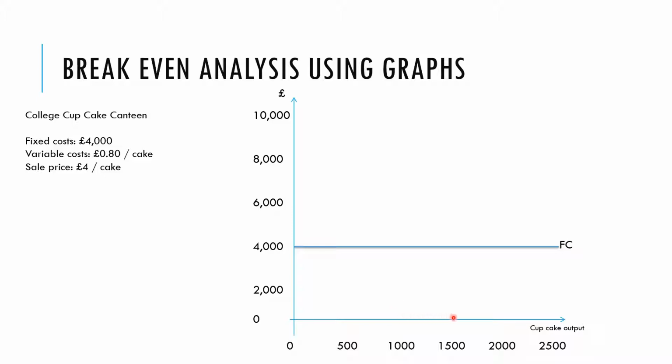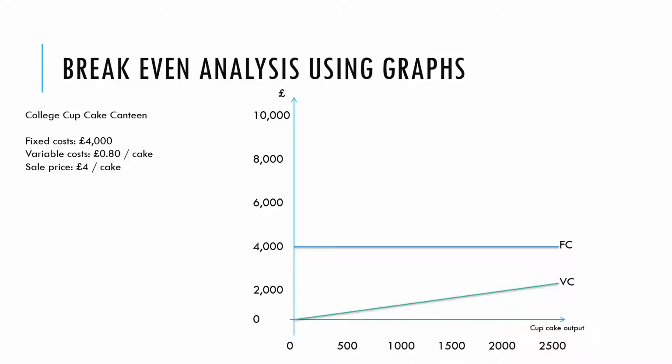If we made 2,000 cupcakes, how much would we spend on variable costs? We would spend 80 pence per cake, 2,000 cakes, £1,600. So we could do that for any number of cupcakes that we might make, and we could draw a line, and the line would represent to us how the variable costs are going to increase over time. So we have variable costs, we have fixed costs.